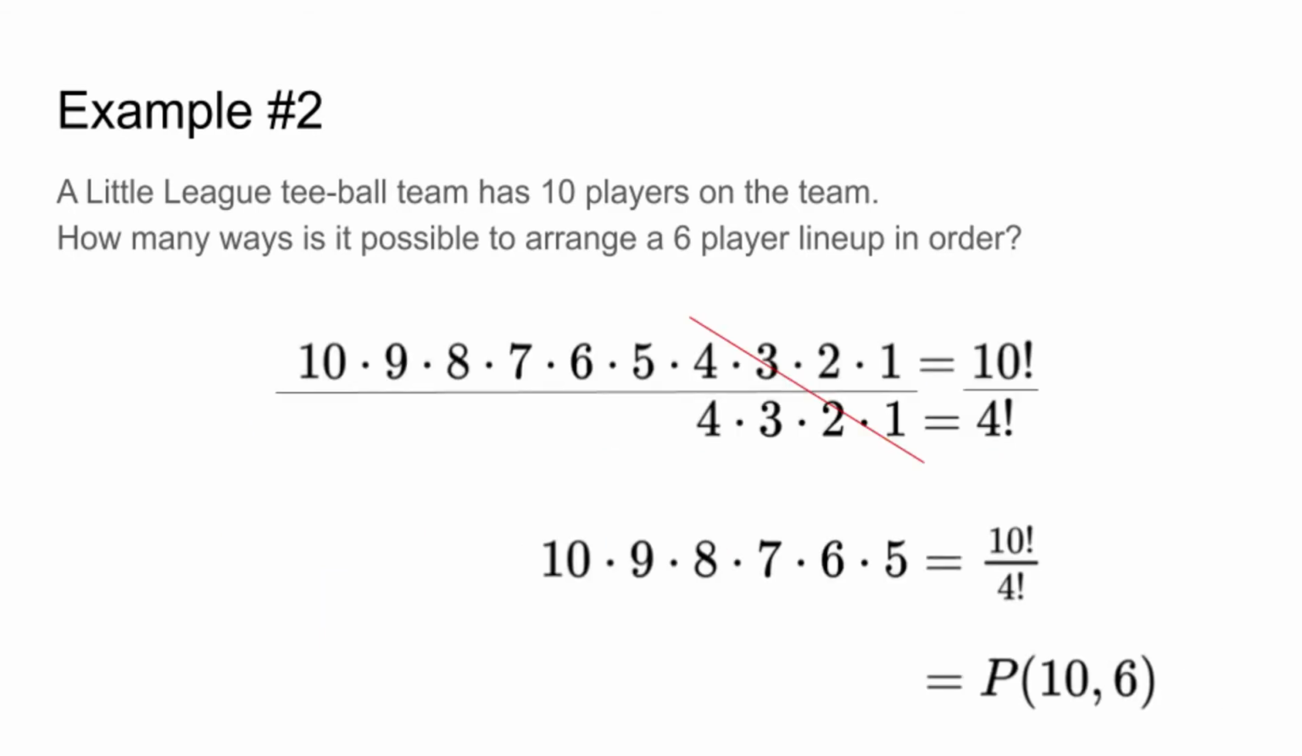To put that in mathematical terms, that's 10 factorial, and you divide that out by the rest of the slots that you didn't use, which is 4 factorial. And this is actually the formula for permutations. You can write this out as 10 permute 6.